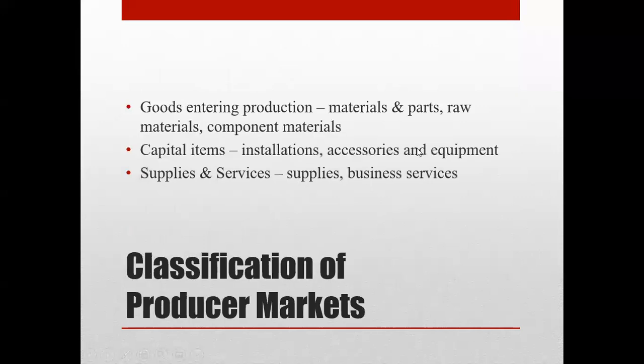So producer markets can also be classified. You understand? The first classification is the goods entering the production itself. That's the raw materials themselves. So for instance, if you are a baker, one of your raw materials will be flour. You understand? It is something that you are buying over and over again as you use it up in production. All right?